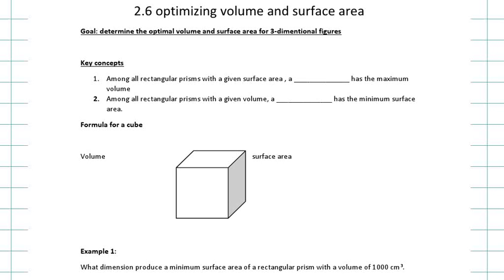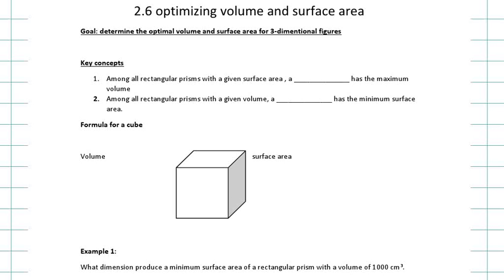So now we're moving to optimizing 3D shapes. Okay? So when we're talking about optimizing 3D shapes, that means we are talking about volume and surface area. So we always try to maximize volume, again, because volume is the amount of space that we're taking up, or that you can fill it. And we're trying to minimize surface area.